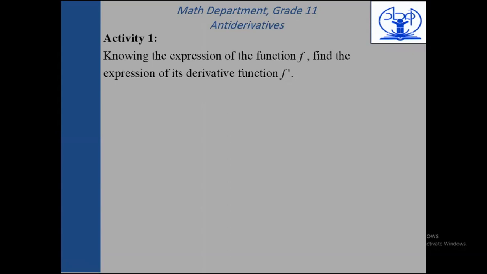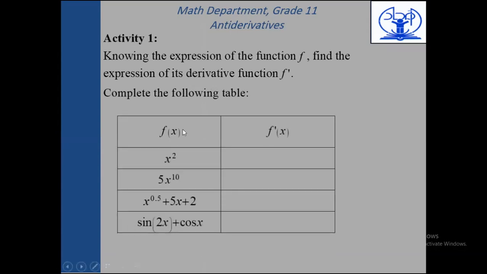Knowing the expression of the function f, find the expression of its derivative f prime. So complete the following table. In this table, you are given the function f of x. You're simply asked to find an expression for the derivative. So if f of x is x squared, then f prime is 2x. If f of x is 5x to the 10, as you know, you drop this 10, you will get 50. You subtract 1 from the exponent, and you'll get 50x to the 9.